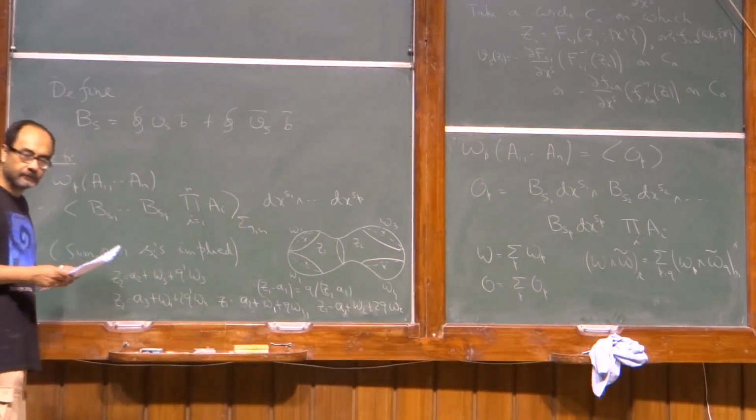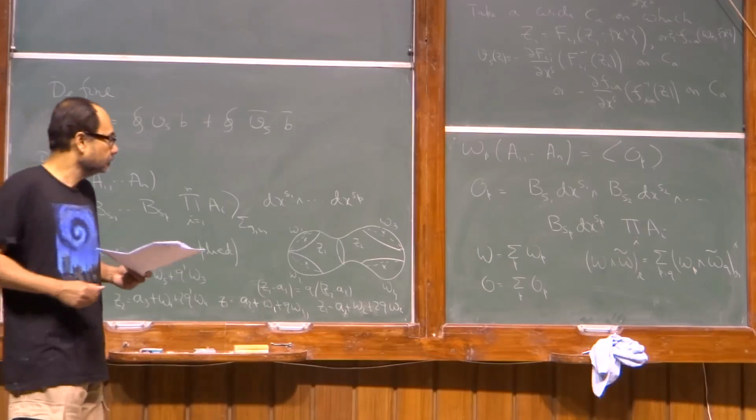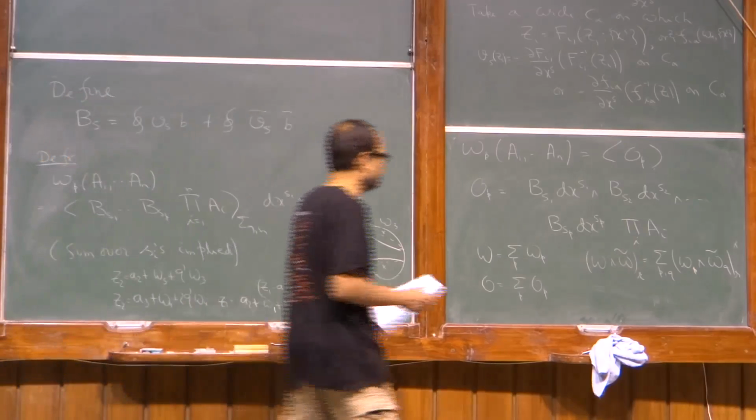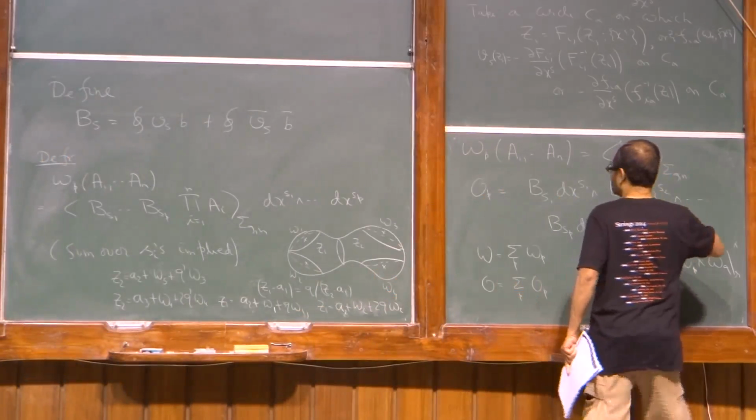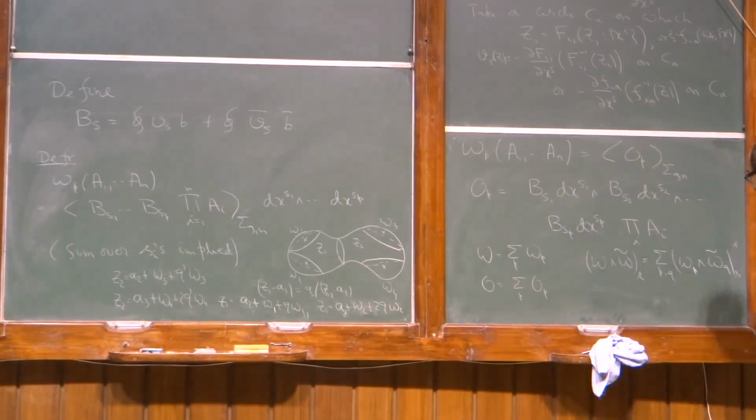This angular bracket still denotes over sigma gn. All of these will be sigma gn.